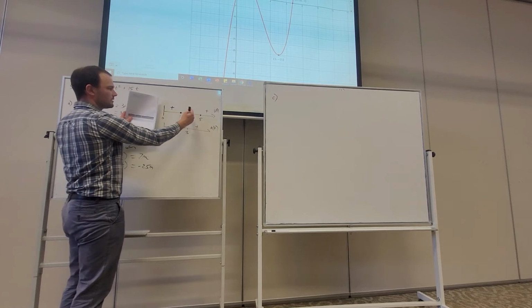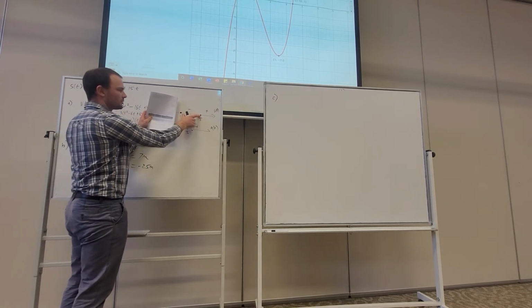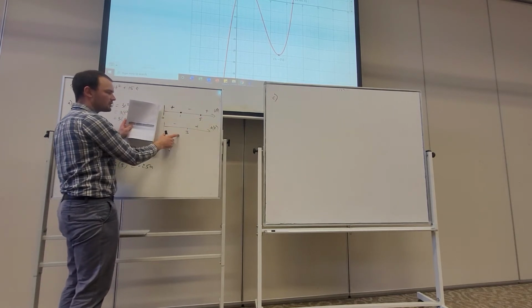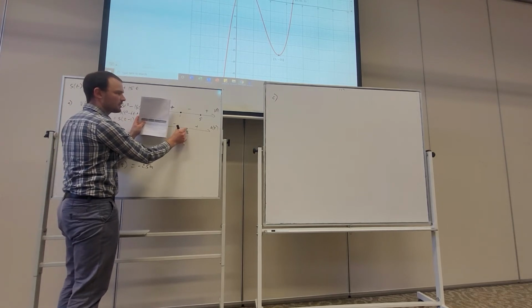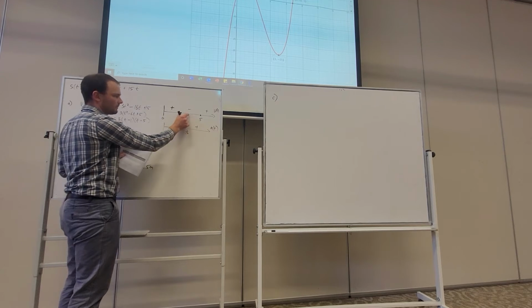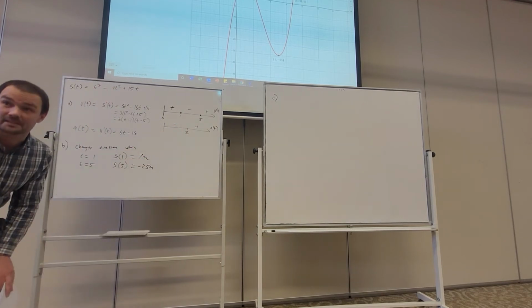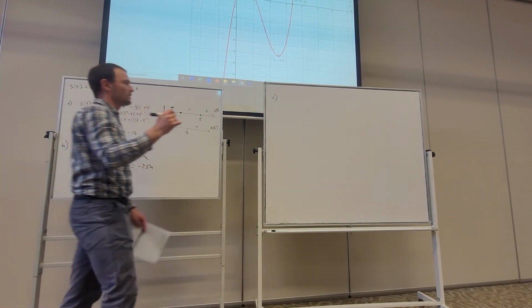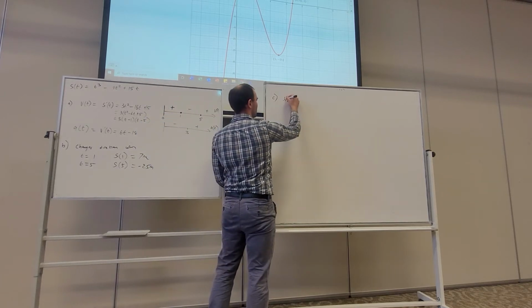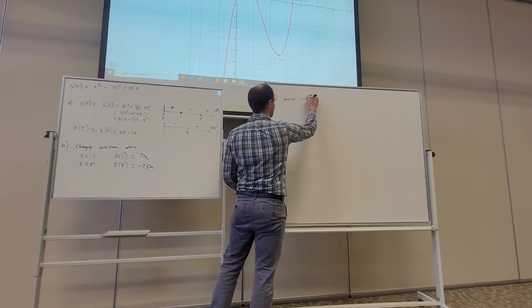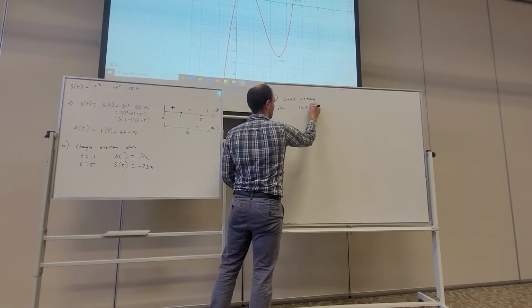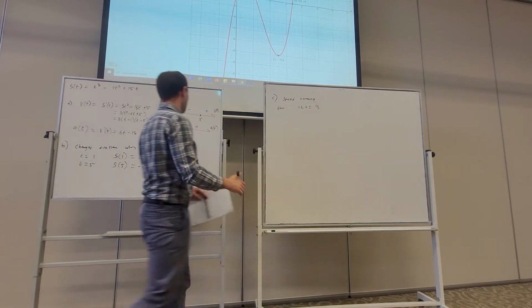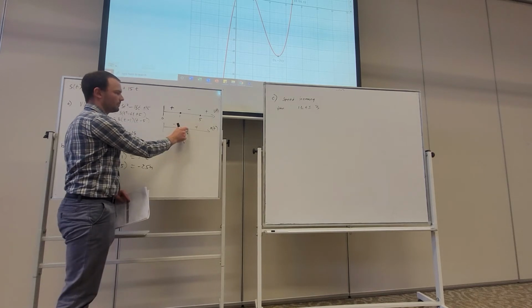The velocity sign diagram is negative between 1 and 5, and the acceleration sign diagram is negative between 0 and 3, so they have the same sign over the interval 1 to 3. Because they have the same sign over that interval, speed is increasing from 1 to 3. Between 1 and 3, they're both negative.